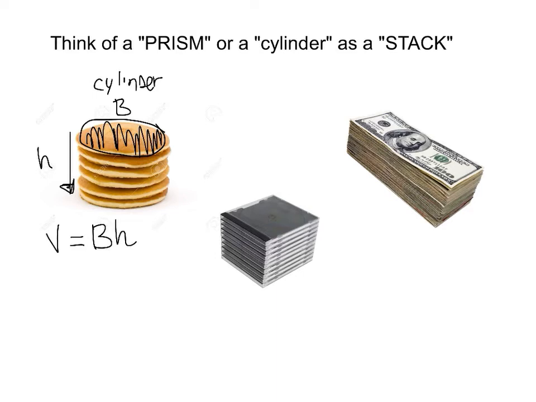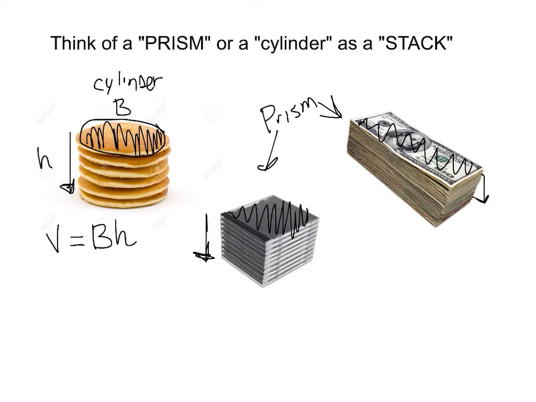Similarly for the CD case, this is a prism because it has straight edges, so both of these are prisms. And in these we would find the area of one CD case multiplied by the height, and the area of one $100 bill multiplied by the height. And this gives the volume, or the amount of stuff in that object.